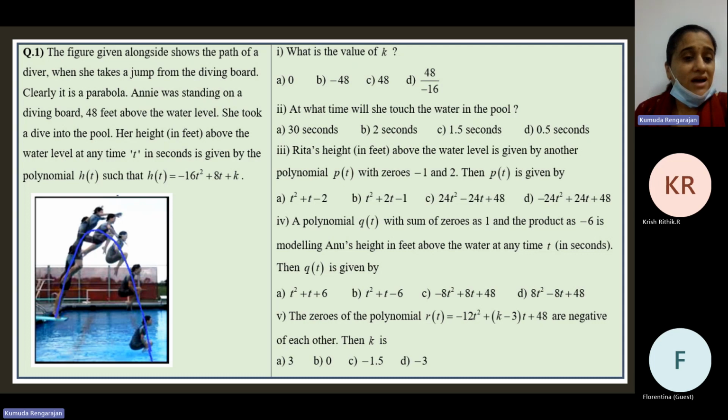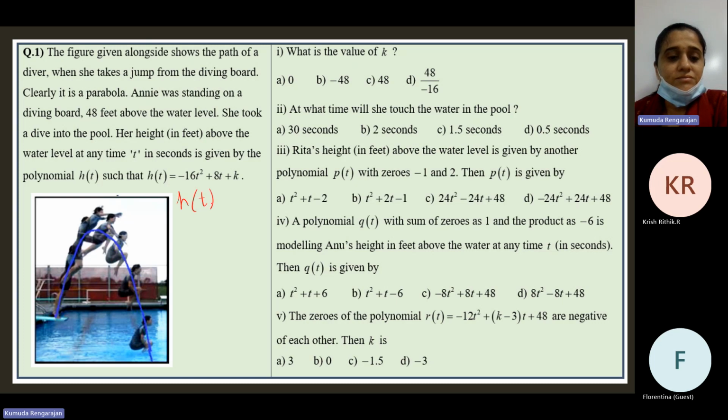Her height in feet above the water level at any time t in seconds is given by the polynomial h of t, such that h of t is equal to minus 16t squared plus 8t plus k. Fine, let's not read ahead. Let's understand what actually is given so far.